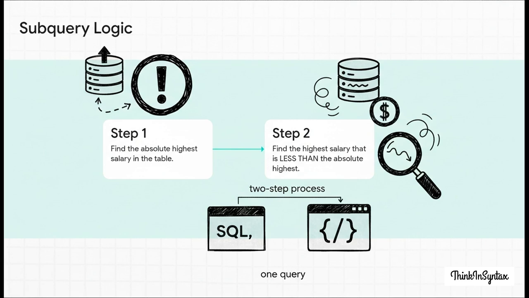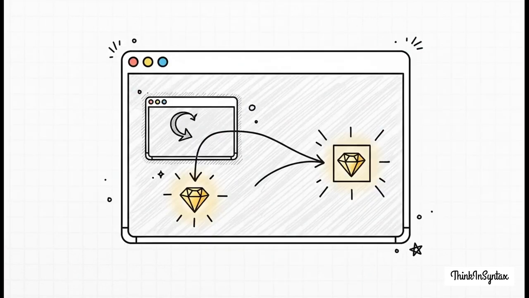Got it? Okay. Then you just ask the database, hey, can you find me the highest salary that's just a little bit less than that top one? It's a two-step thought process that we can write as a single query. And here's what that looks like. Let's break this down real quick.